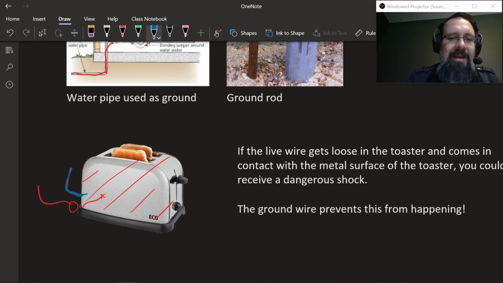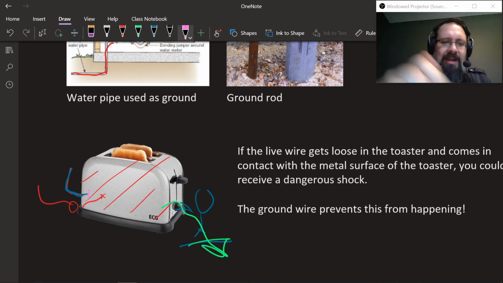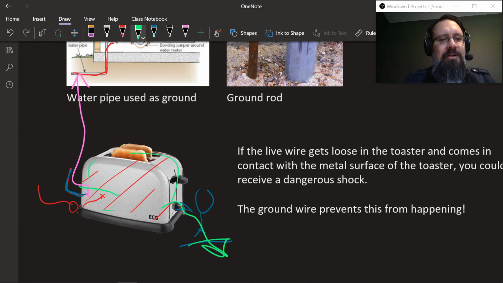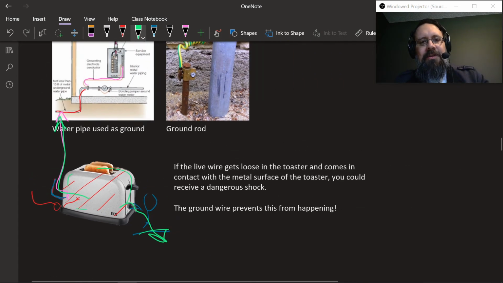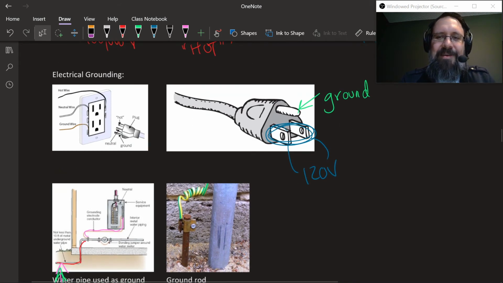And so if you went up to the toaster and touched it, then if your feet were on the ground, the current would travel through you and electrocute you. So what the ground wire does is this: there's a third wire in the cord that you plug in, called the ground. And so instead of going into you when you touch it, if the casing becomes charged, it'll travel through the ground wire and discharge safely into the ground without electrocuting you. So these are grounding wires. They're really important for saving people in your houses.